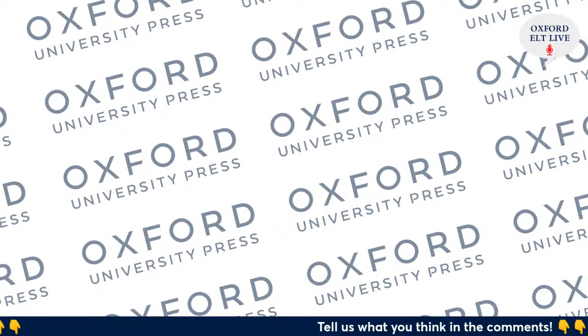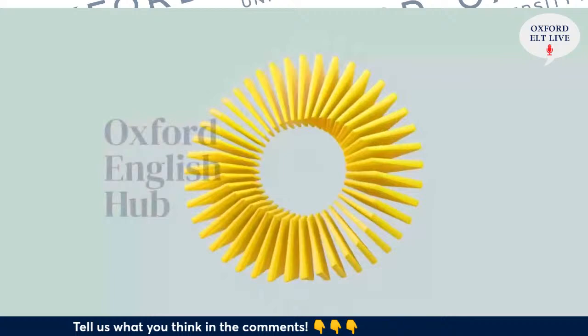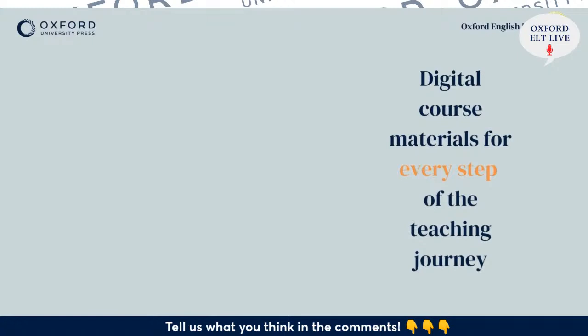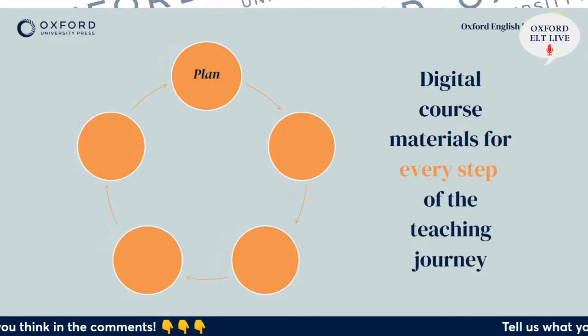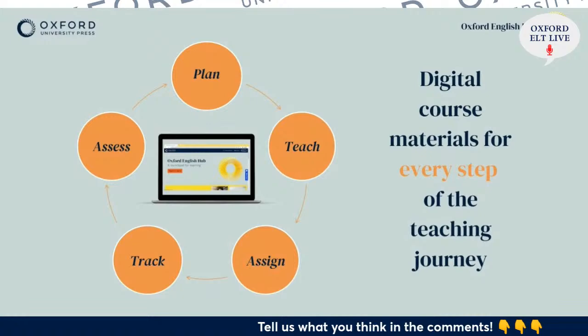Oxford English Hub is our new launchpad for learning, giving teachers and students access to all digital course materials in one place on any device. And it doesn't just bring together your course materials, but also gives teachers everything they need for every step of the teaching journey, so you can plan, teach, assign, track, and assess from Oxford English Hub. Now let's take a look inside.